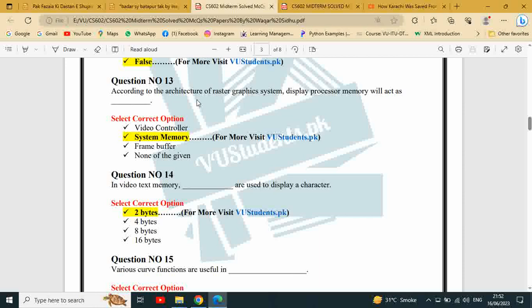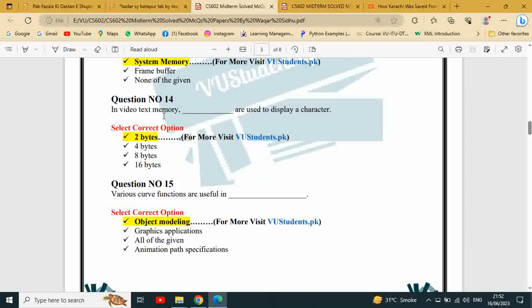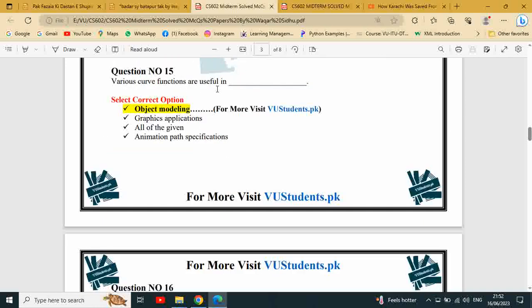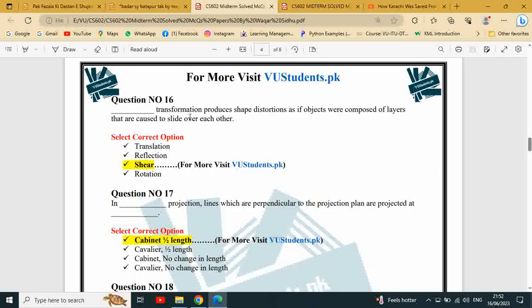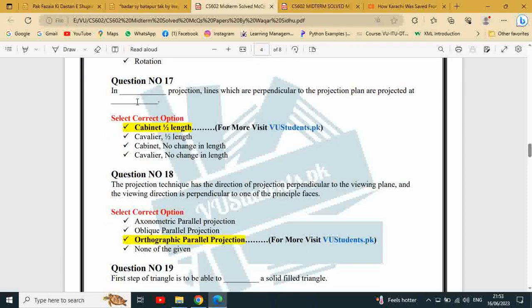False. According to the architecture of raster graphics system, display processor memory will act as system memory. In video context memory, dash are used to display a character. 2 bytes are used to display a character. Various curve functions are useful in object modeling. Dash transformation produces shape distortion as if objects are composed of layers that are caused to slide over each other. Shear transformations. In dash, projection lines which are perpendicular to the projection plane are projected at dash. Cabinet.